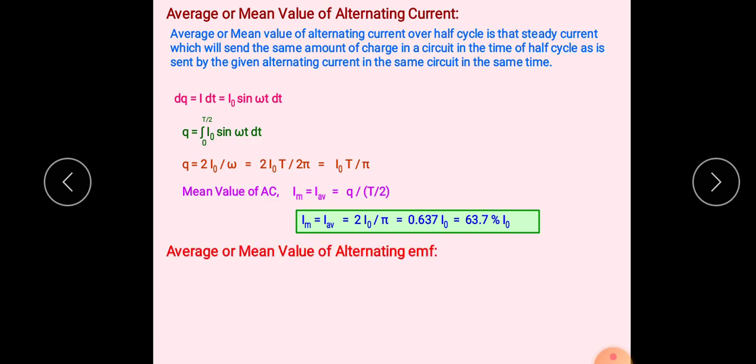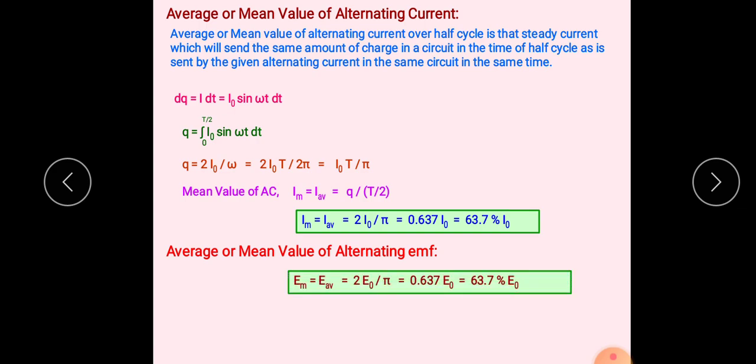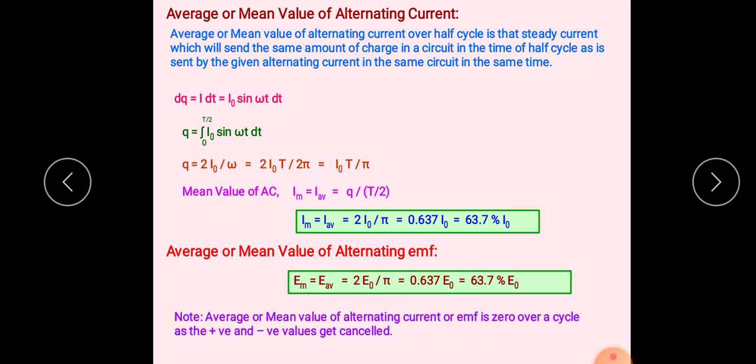Now the average or mean value of alternating EMF. By the same mathematics, we have the same result. E mean equals 2 E naught upon pi, and again it is 0.637 into E naught, or 63.7% of E naught.